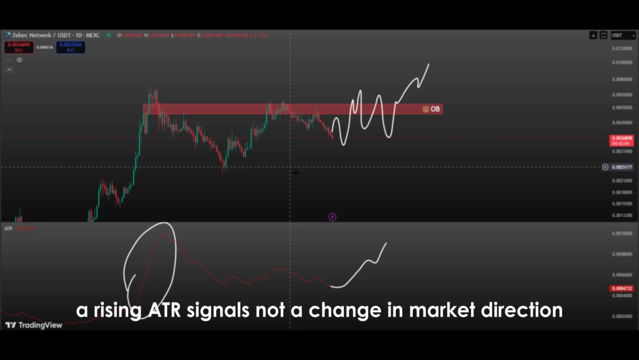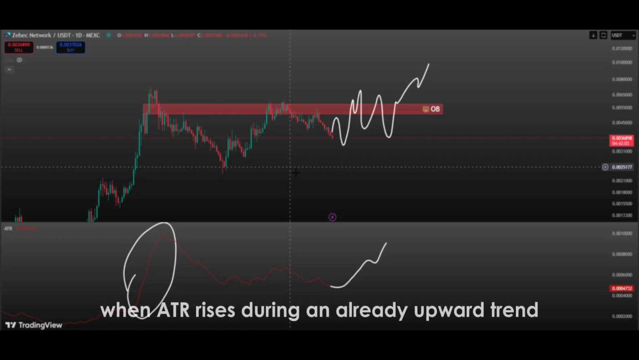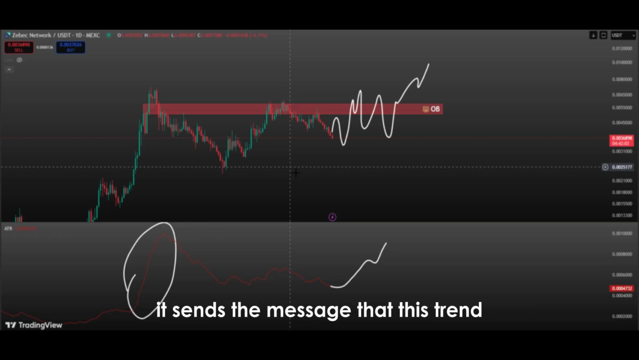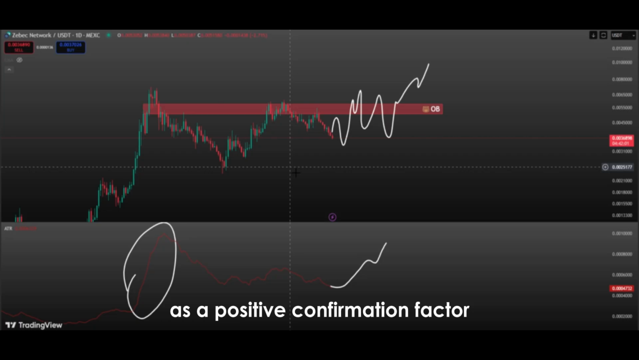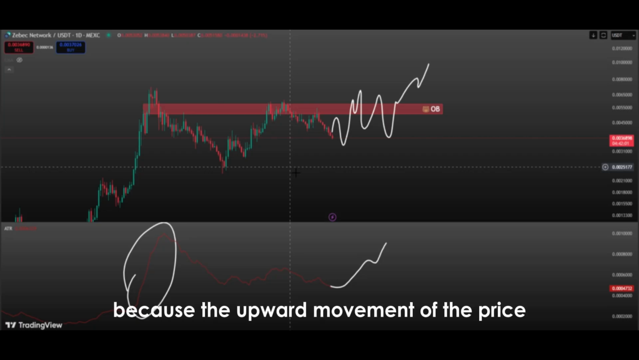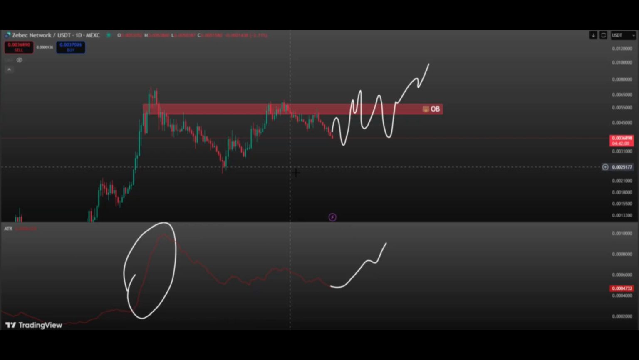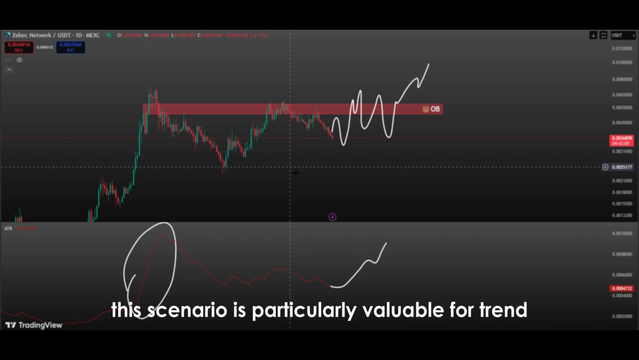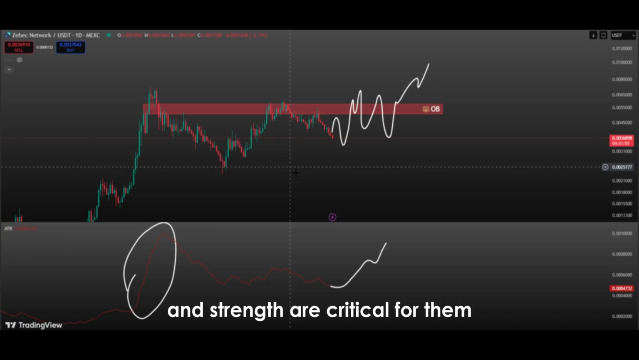In addition, a rising ATR signals not a change in market direction, but an acceleration in directional movements. In other words, when ATR rises during an already upward trend, it sends the message that this trend will grow even stronger. That's why investors generally view an ATR rise as a positive confirmation factor, because the upward movement of the price is now being supported by stronger momentum, which gives investors confidence. This scenario is particularly valuable for trend-following investors because trend continuity and strength are critical for them.